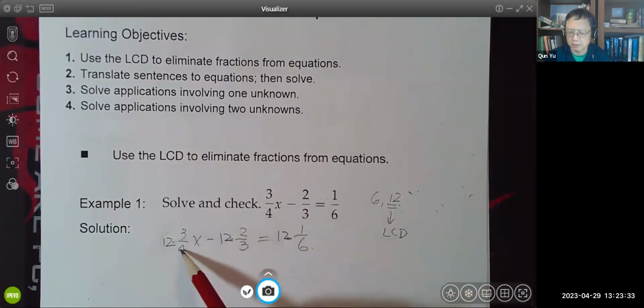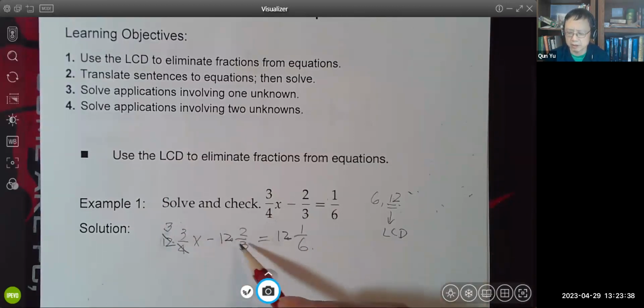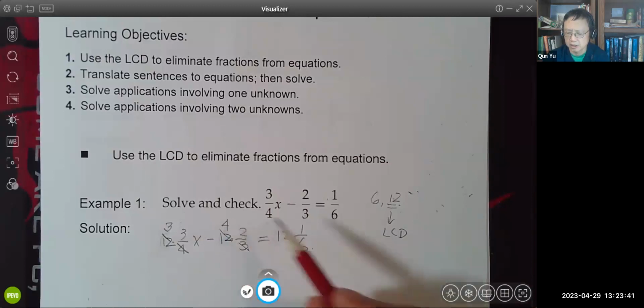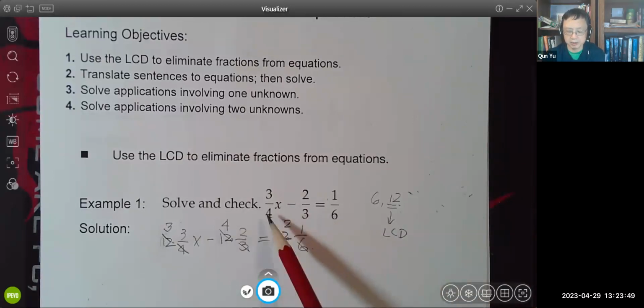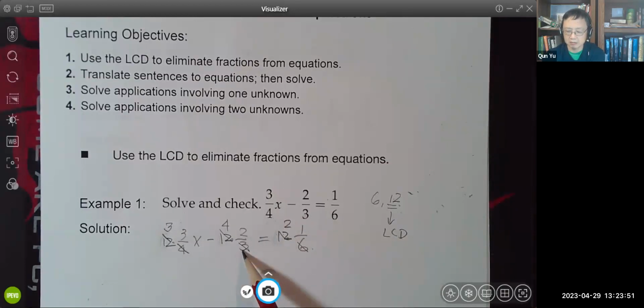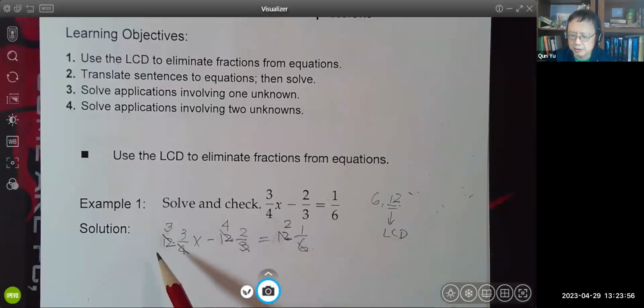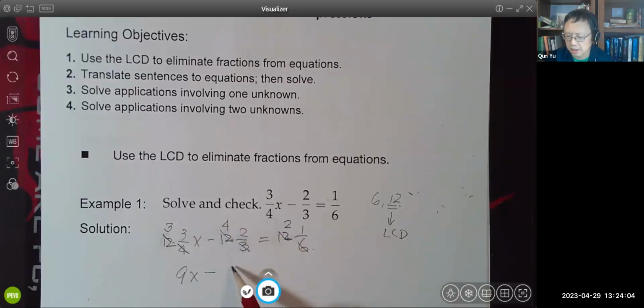So 12 divided by 4, you have 3 left. Basically, we cancel this denominator. 12 divided by 3, you get 4 left. 12 divided by 6, we get 2 left. That's why we need a common denominator, which is a common multiple of all of the denominators, so that when we divide by each of the denominators, they all cancel out. So now let's simplify it a little bit further. 3 times 3 is 9, 9x, minus 4 times 2, that's 8. The other side, 2 times 1, that is 2.